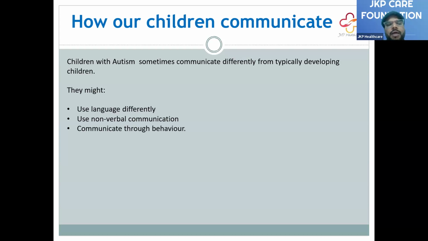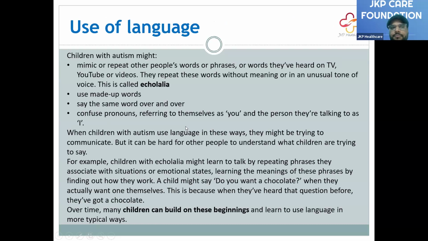So it is not only confined to autism. But yes, in autism, because children do not have that much language development, they use different language or non-verbal communication. Behavioral communication helps us a lot to understand and to support these children.